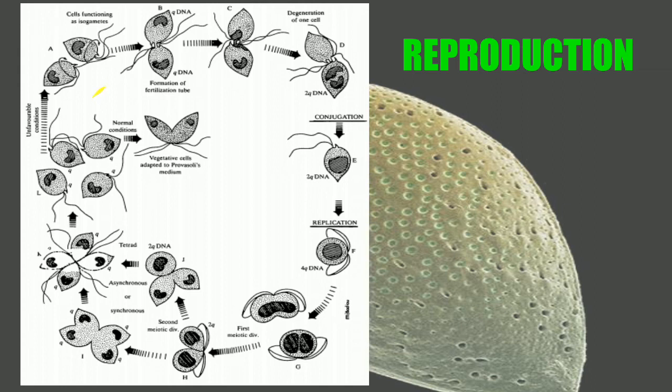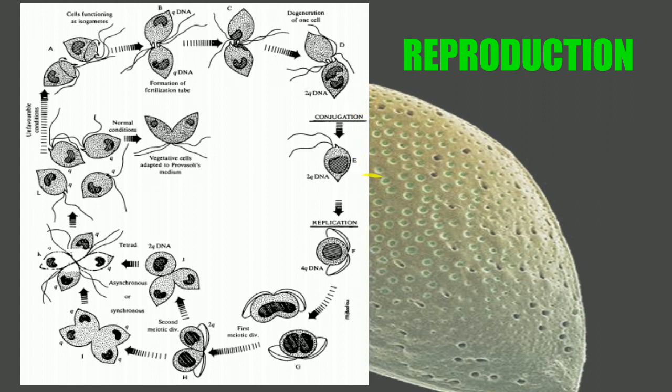The two cells come near each other and they are joined. At the point of joining, a small canal is formed, and the male cell and the female cell now act as the gametes. The male nucleus alone, which is now acting as the gamete nucleus, passes through the conjugation canal or tube into the female cell. So now in the female cell, we have both the nuclei.